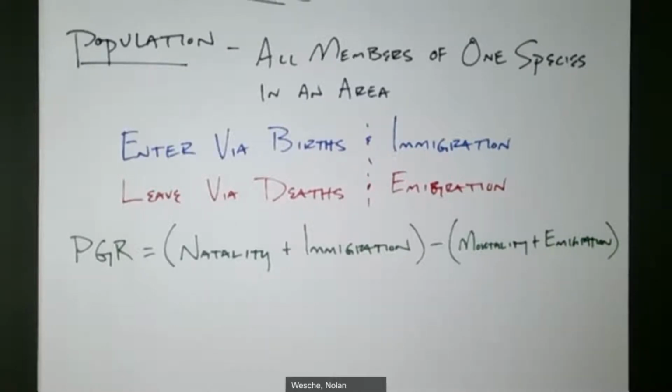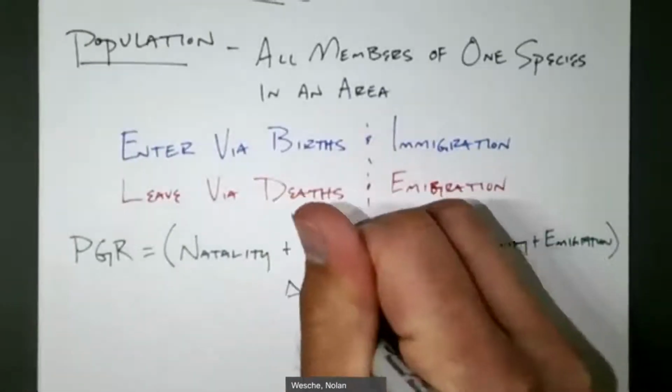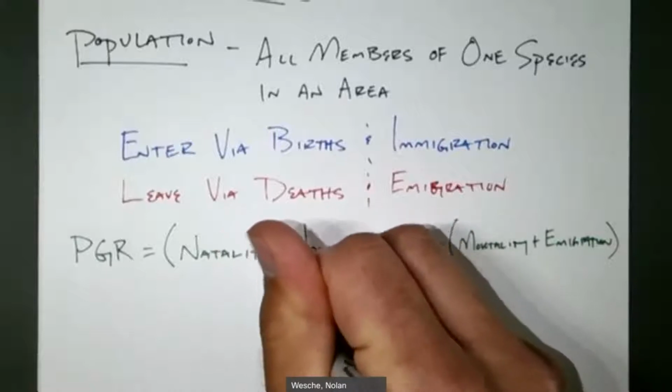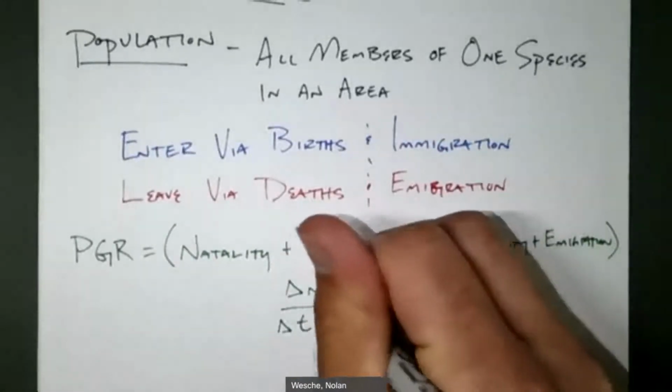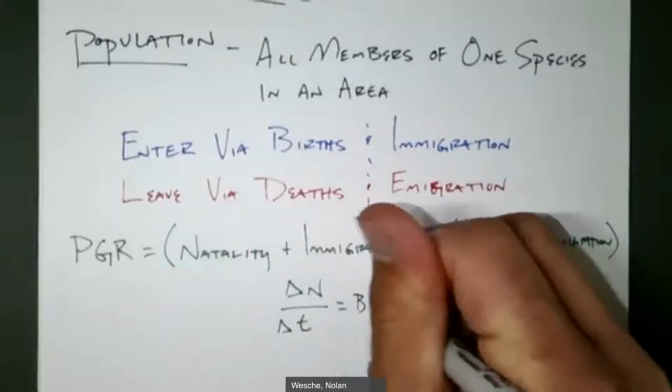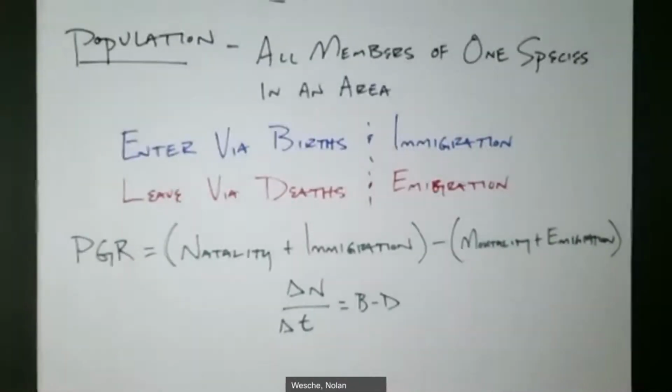Now, there are other ways that we can somewhat calculate this, and we could think of this as the change in the population number over time, the change in time. And that should equal our birth rate minus our death rate. So that's another way that you might see that. For us, this first piece here is plenty good enough.